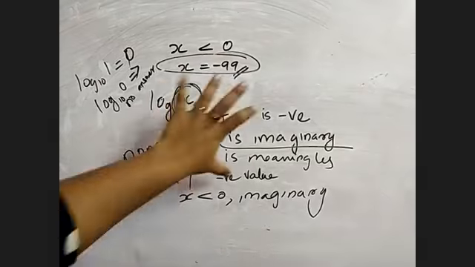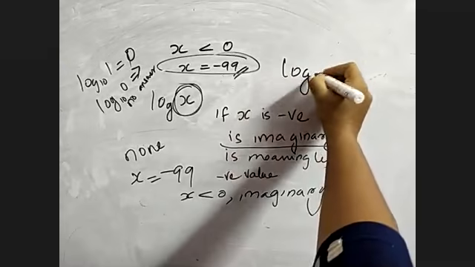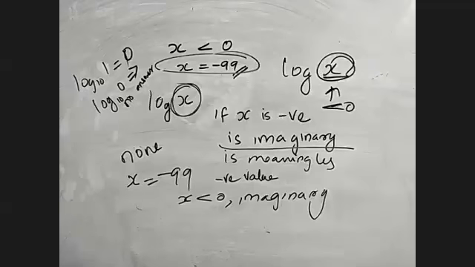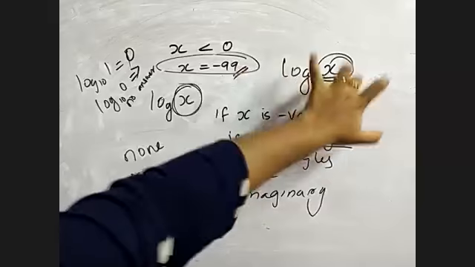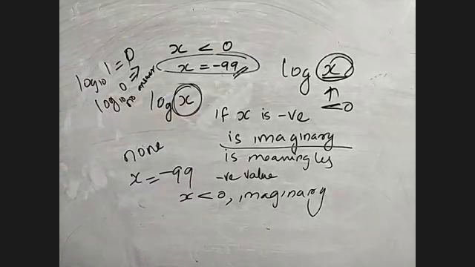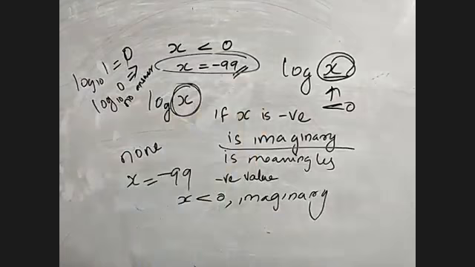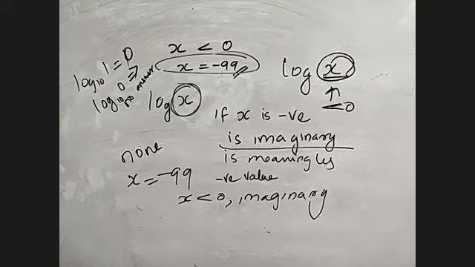Okay, so if anyhow you are getting this value as negative or less than 0, you can mark it as none of the above, or if there is an option like it's imaginary, you can write that. Okay, so if this is negative, this log x is imaginary. If this is 0, it is meaningless. Okay, so in this question we got minus 99, so we can write it as none of the above.